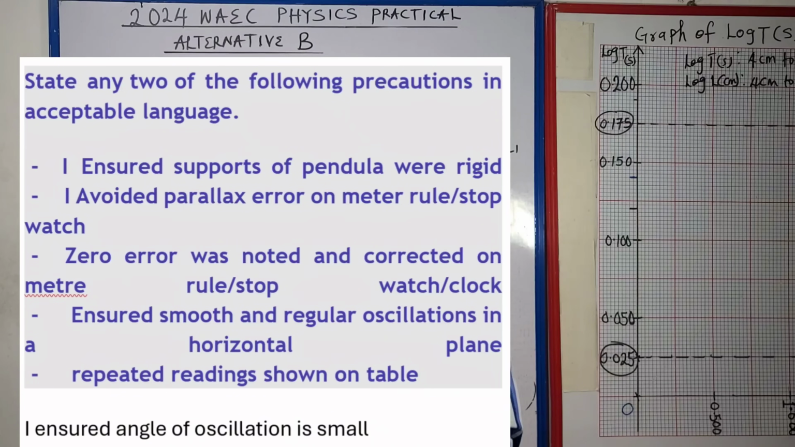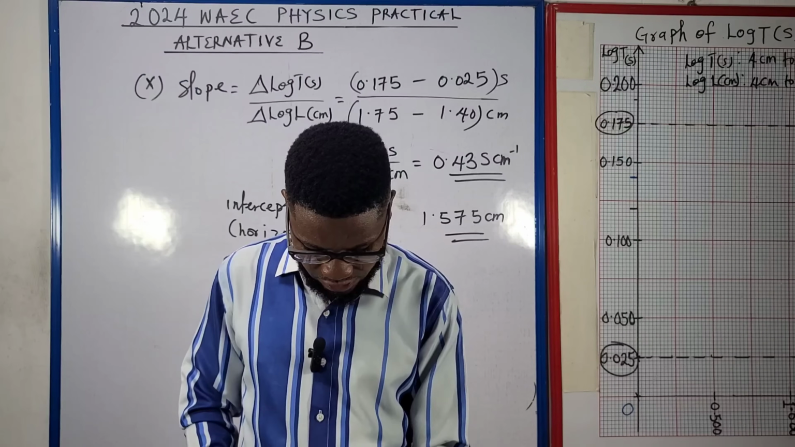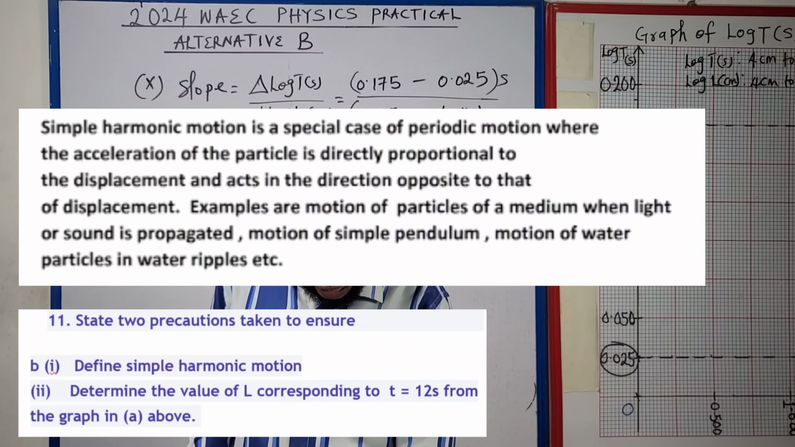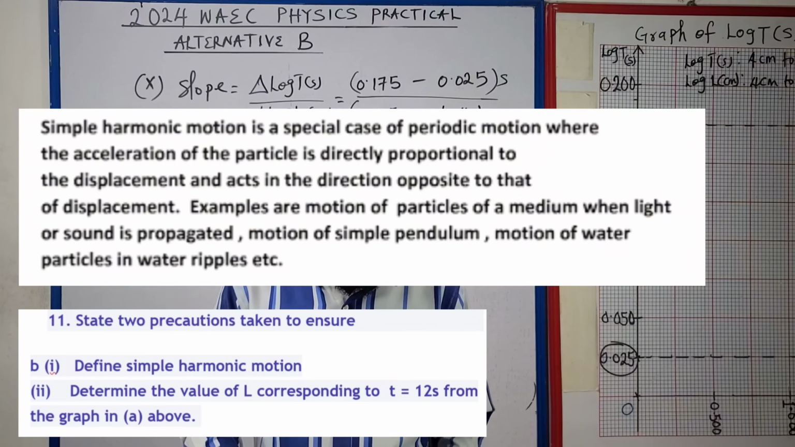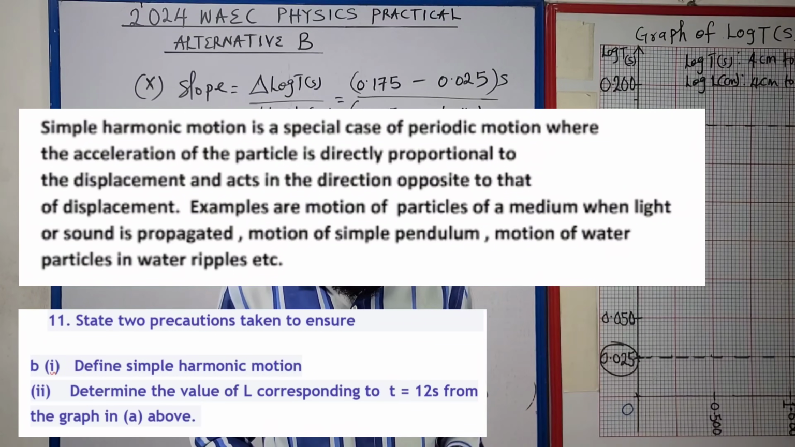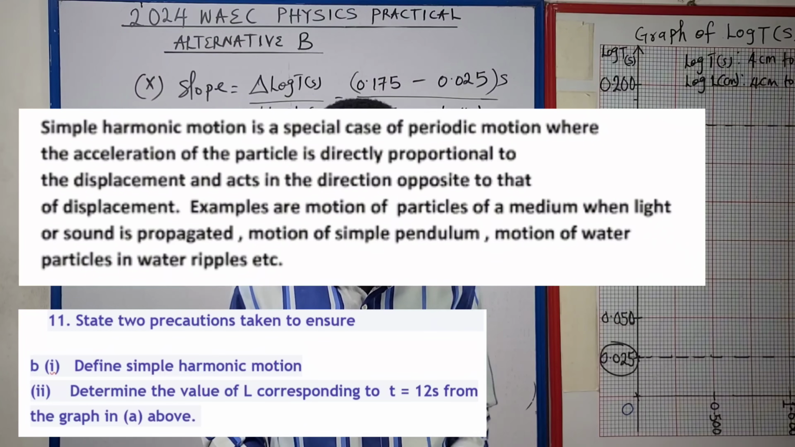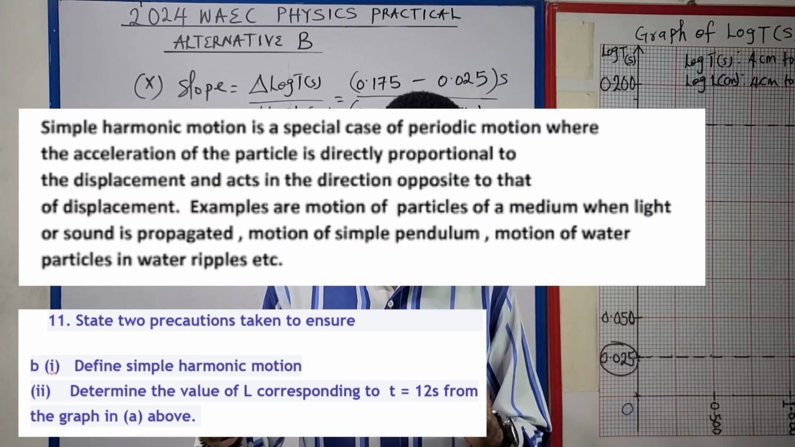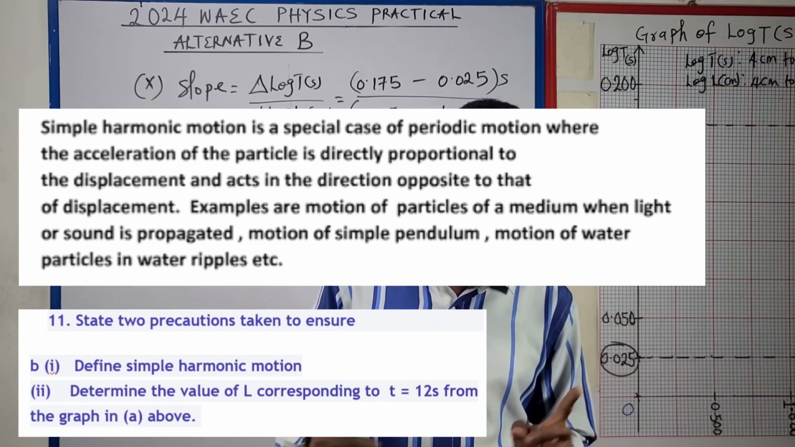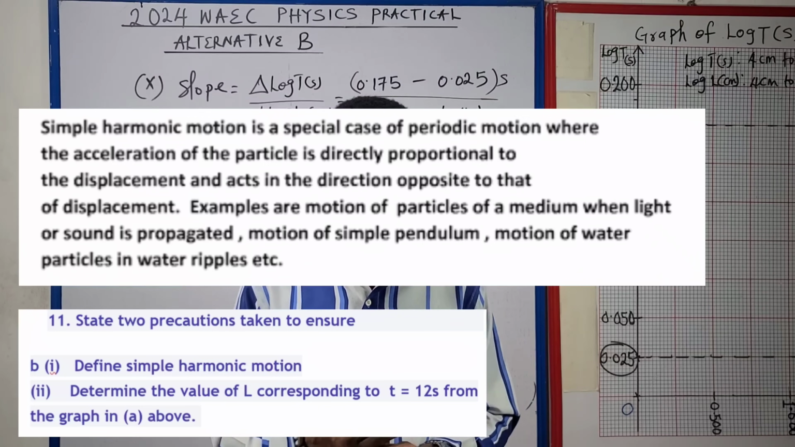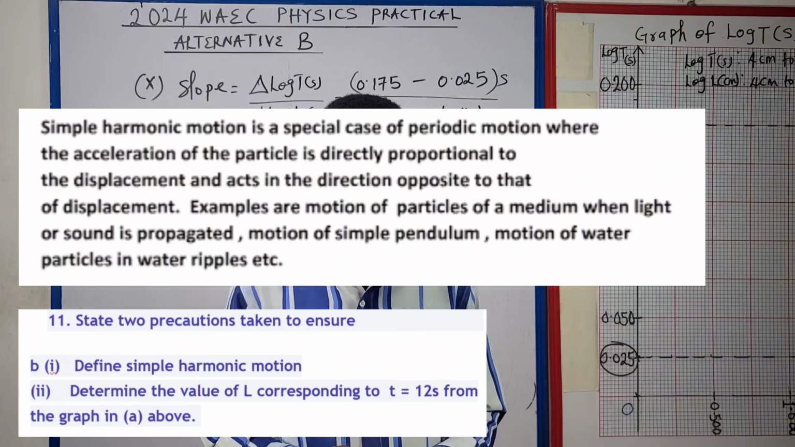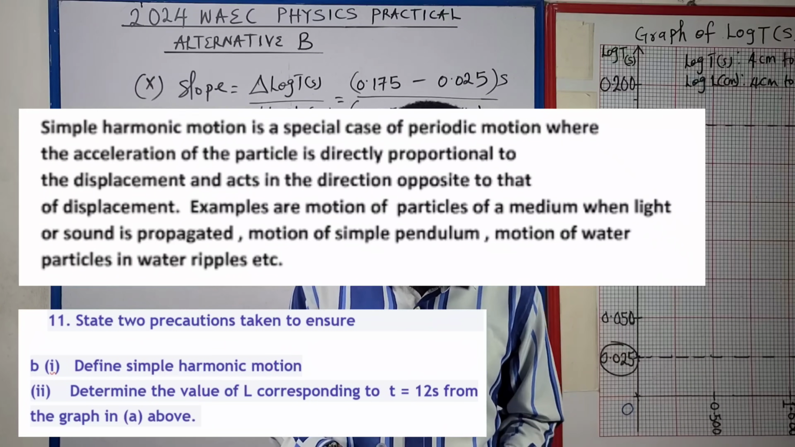Then looking at the next question, we were told to define simple harmonic motion. Simple harmonic motion, as you can see, is the motion of a body whose acceleration is always directed towards a fixed point and is proportional to the displacement from that point.